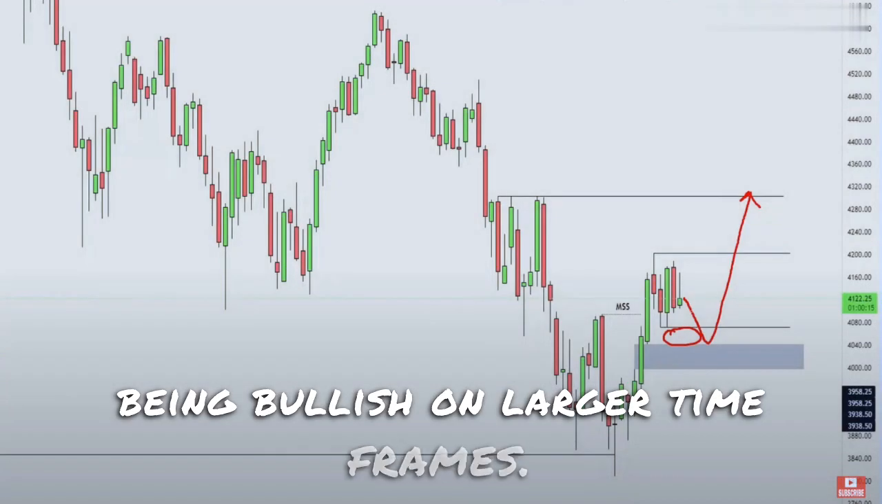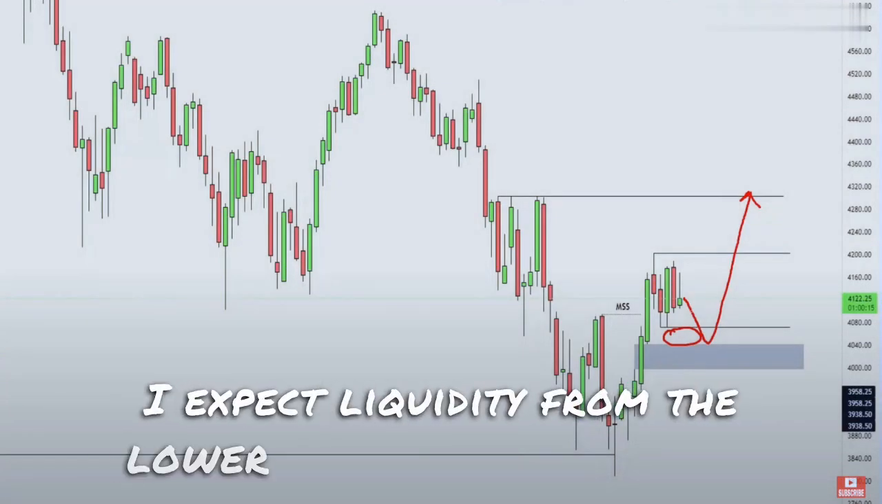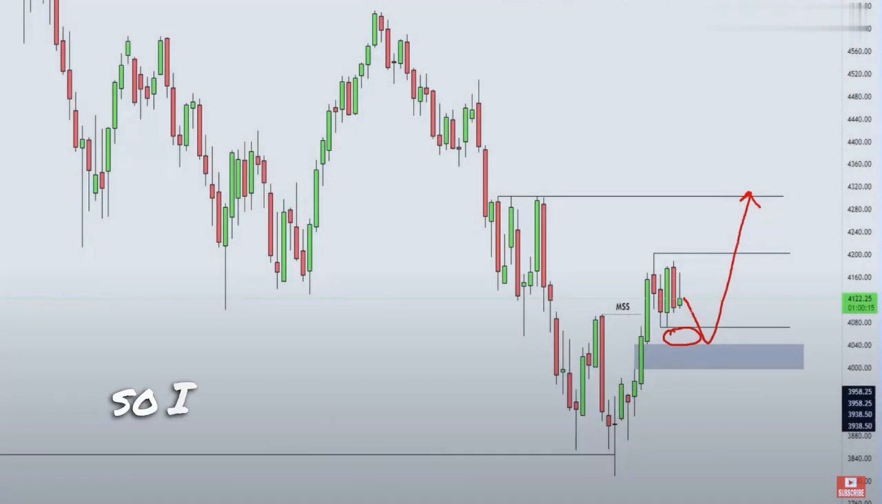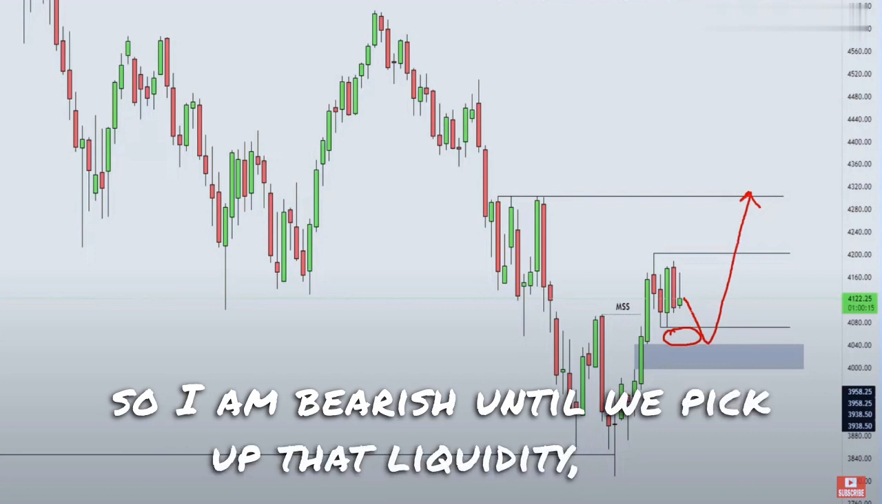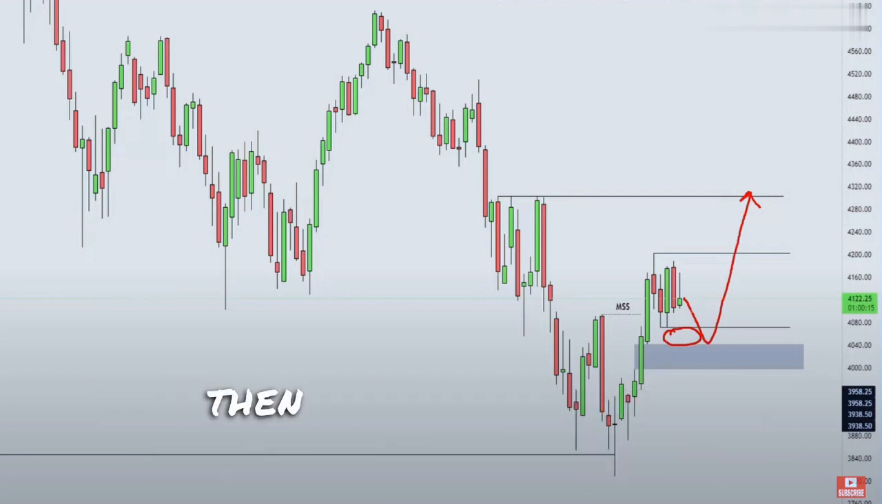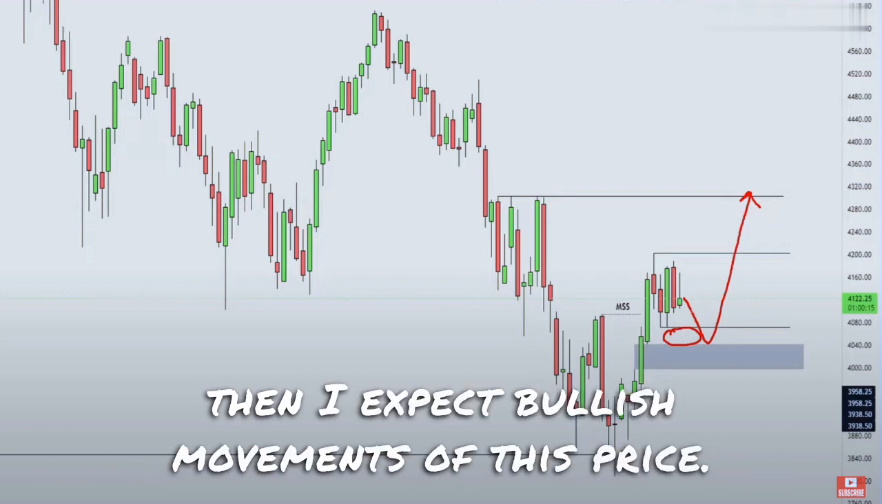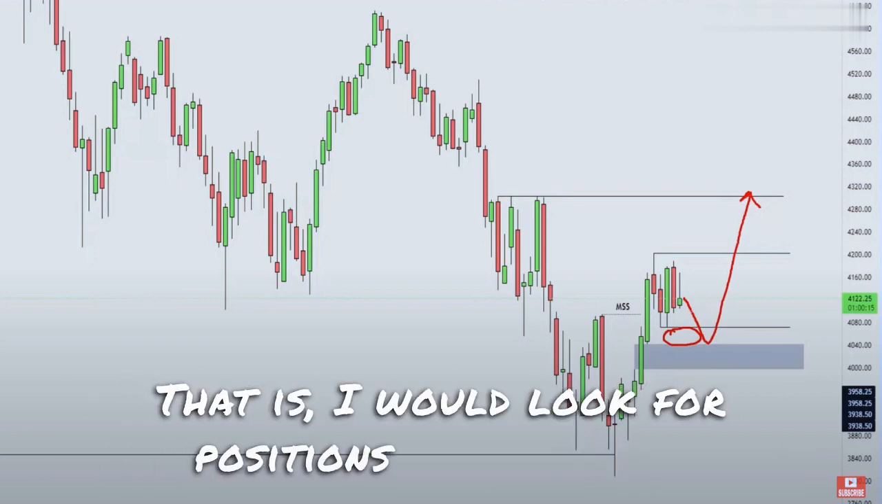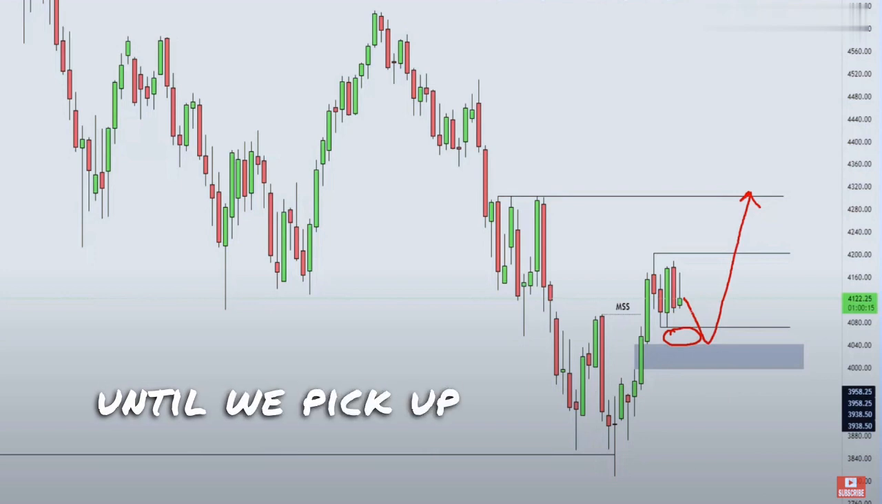On larger time frames, I expect liquidity from the lower side to be picked up. So I am bearish until we pick up that liquidity, and then when we pick up liquidity and break away from the FVG, then I expect bullish movement of this price. That is, I would look for positions for shorting until we pick up liquidity from the bottom side, and then I would look for longs.